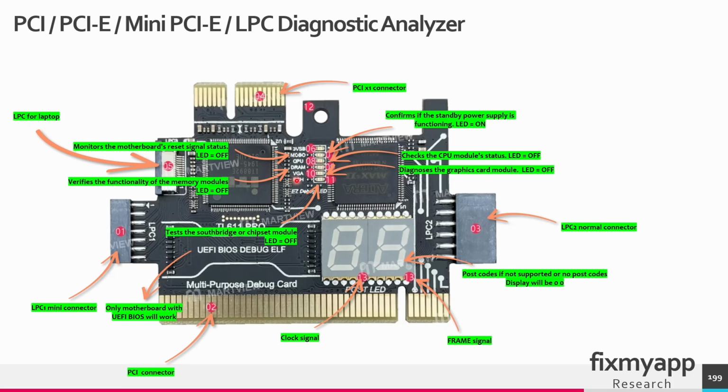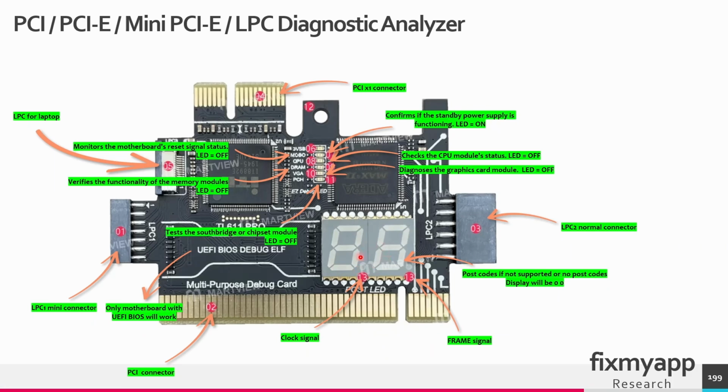Next we have the graphics card indicator, and normally this LED has to be turned off. If there are any issues with the graphics card, you will see this LED will be turned on. Next you have the PCH indicator, so it will test the south bridge and the chipset module. In a normal behavior, this LED has to be turned off. Next we have the clock signal and the frame signal at these LEDs, and these LEDs will start blinking if there is activity. And the postcodes are shown in this area.